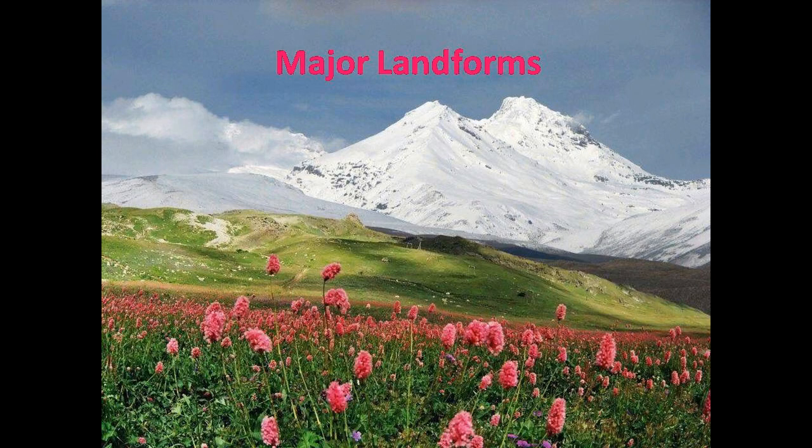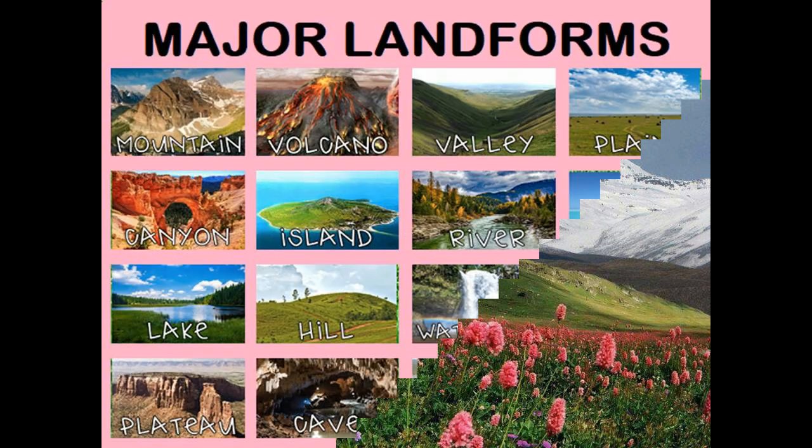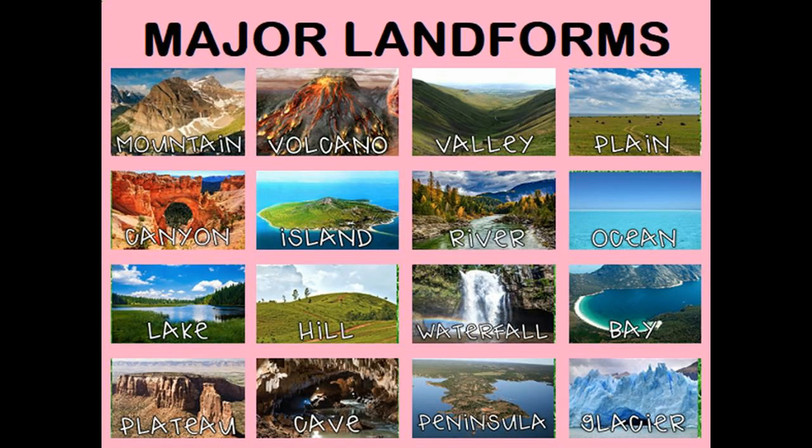Good morning students. Today we are going to start with the next part of chapter 3, Major Landforms. A landform is a feature on Earth's surface that is part of the terrain. Mountains, hills, plateaus and plains are the four major types of landforms. Minor landforms include buttes, canyons, valleys and basins.